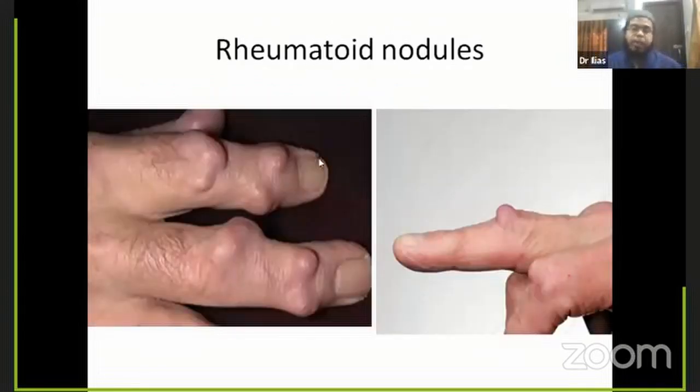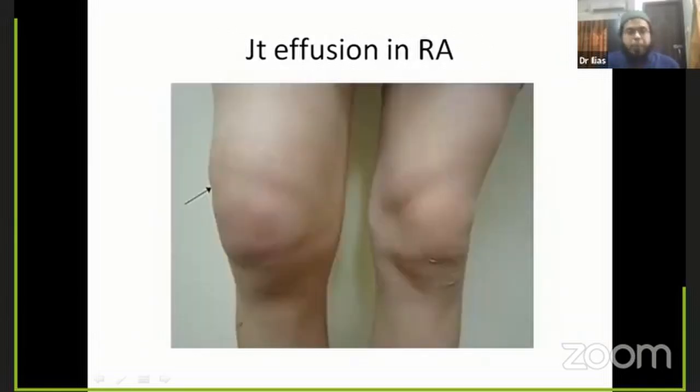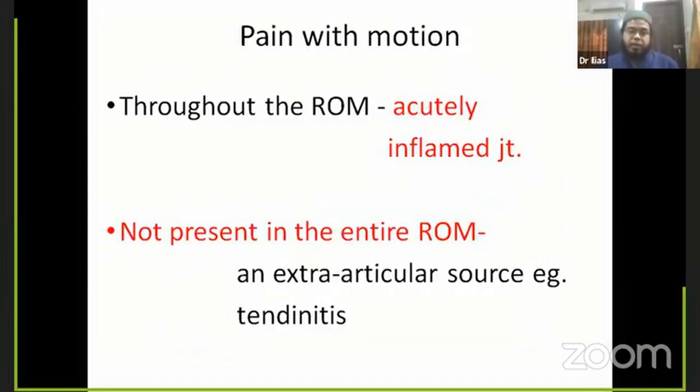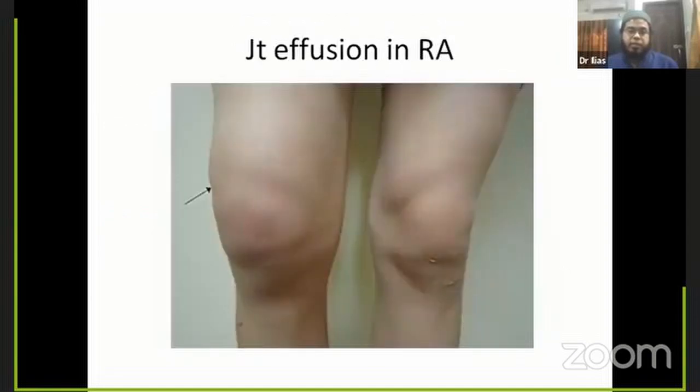And you see the nodules, these are the rheumatoid nodules in case of the rheumatoid arthritis on both sides. This is the effusion of the knee joint due to the rheumatoid arthritis.